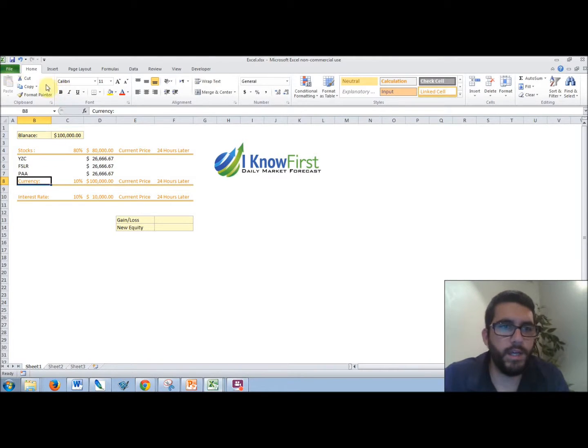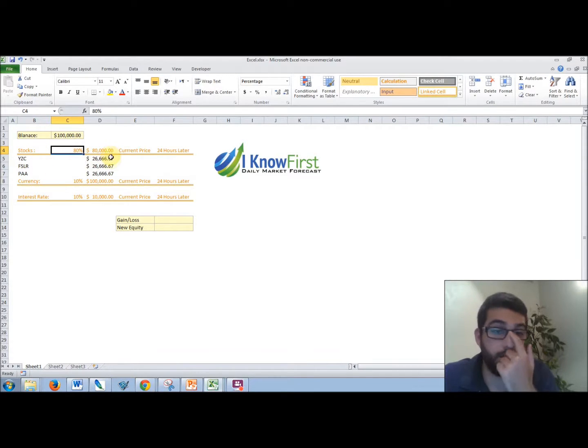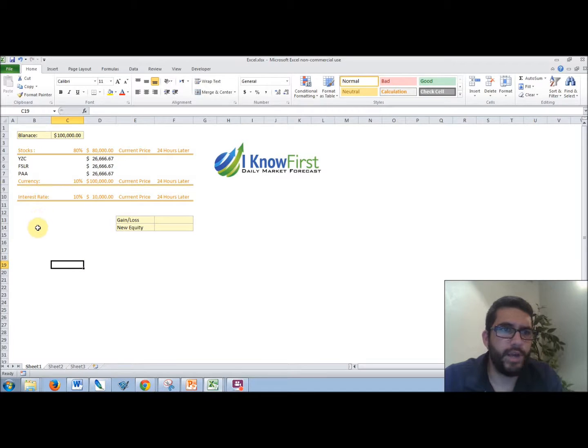Now you can see I'm allocating 80% of the 100,000 to stocks in this case, so 26.6 thousand a piece. In terms of currency, it's 10%, which comes out to 100,000, which is because it's leveraged to 10. Generally, we trade only G10 currencies, and we leverage them to 10, which is not such a high leverage. And finally, we have the interest rate, which we keep as it is.